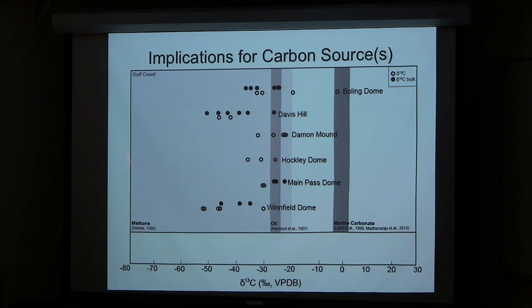So this is going to indicate that methane is going to be the predominant carbon source that's leading to the precipitation of these carbonate cap rocks.